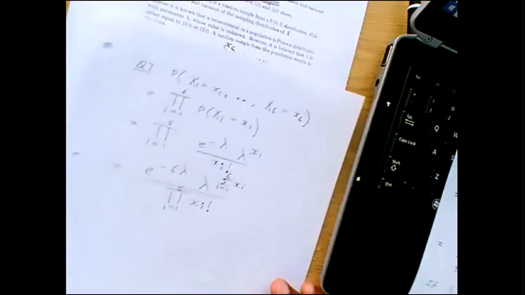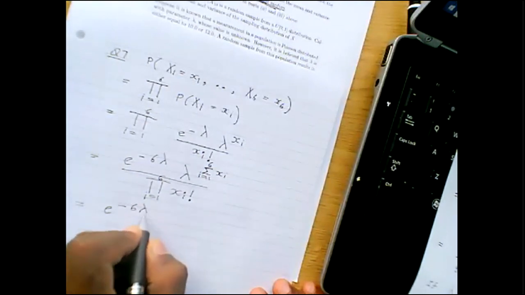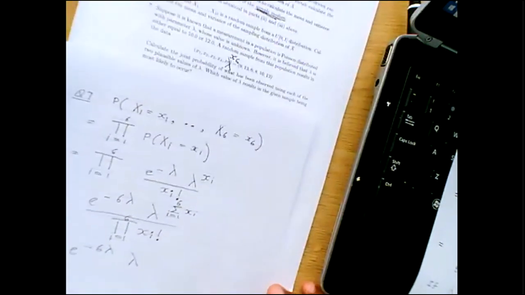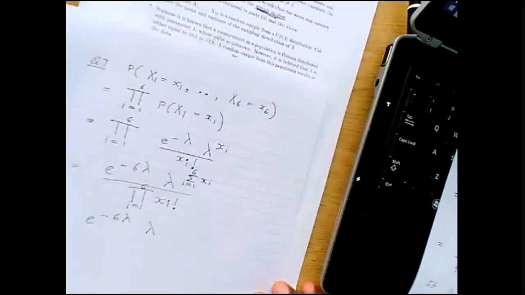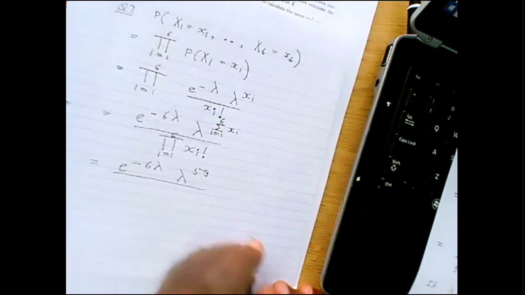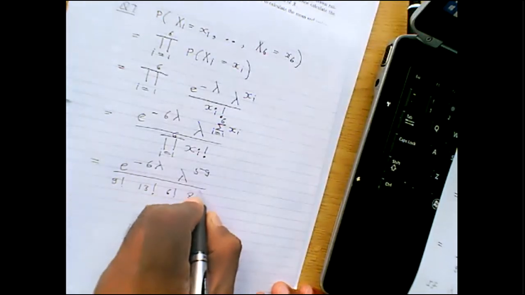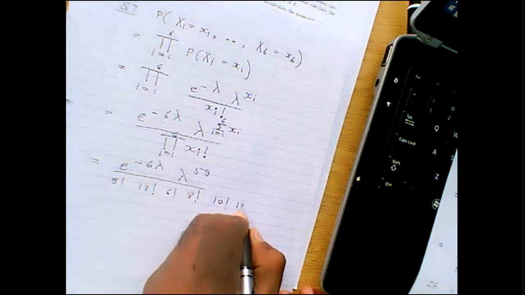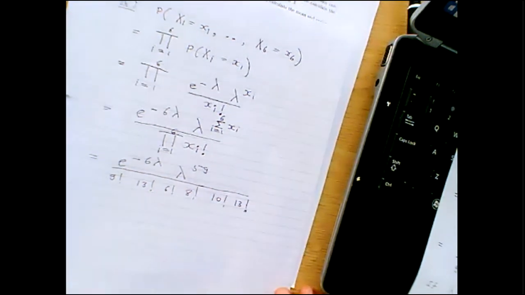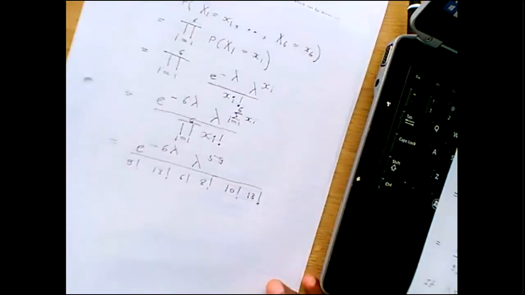Now you should sub in the numbers. You are given the different values for x, right? So this will become e to the minus 6 lambda, lambda to the power of the sum of xi, and the sum of these numbers is 59, divided by 9 factorial, 13 factorial, 6 factorial, 8 factorial, 10 factorial, and 13 factorial. These are the different numbers that you're given. Now the question is asking you, if lambda takes 10 or 12, which one is more likely?